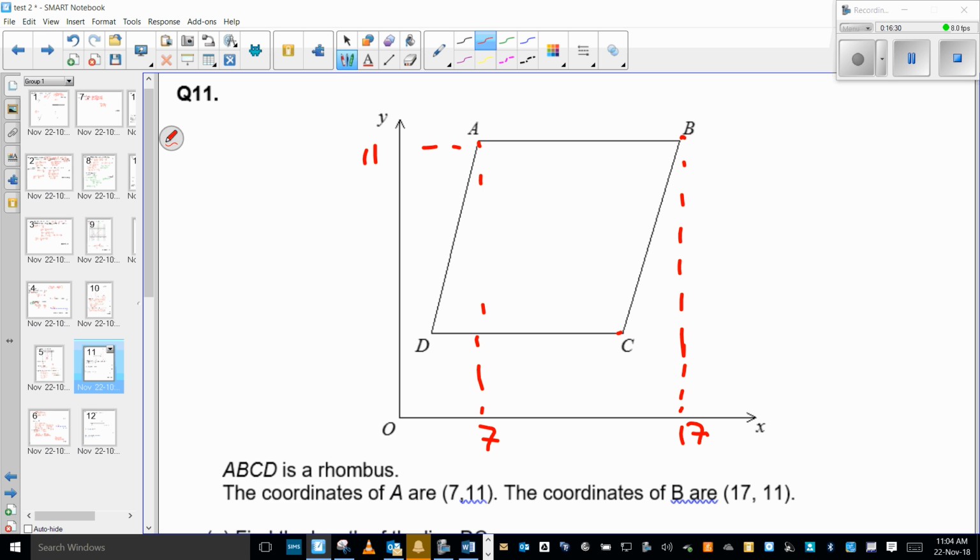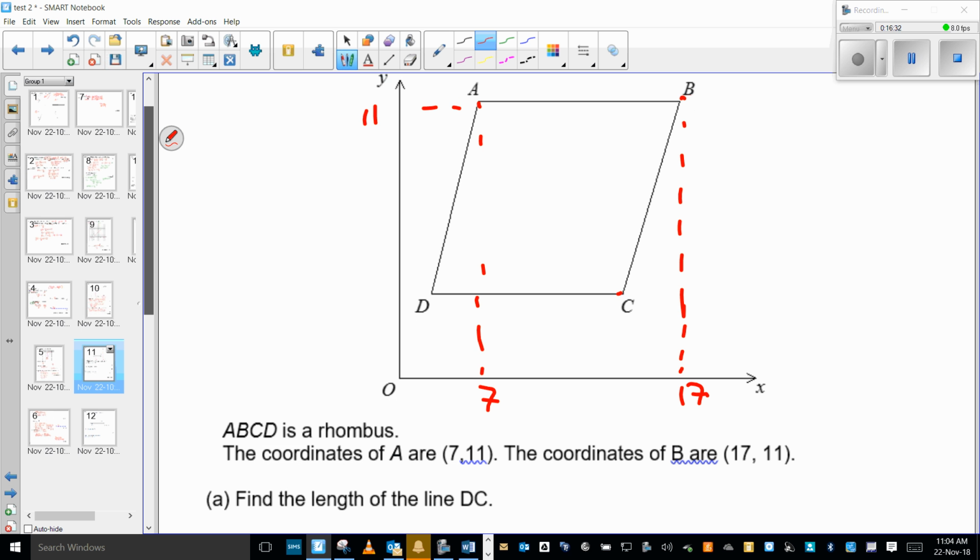So, coordinate A is 7, 11. So I've just shown it on the diagram. 7, 11. And B is 17, 11. You're happy that these two are equal to each other, yes? And so the distance here must be 10 units.